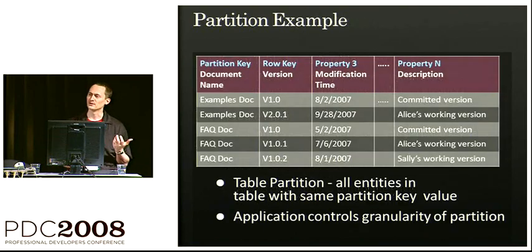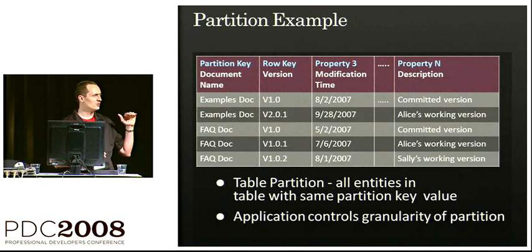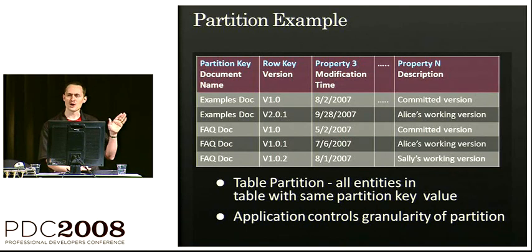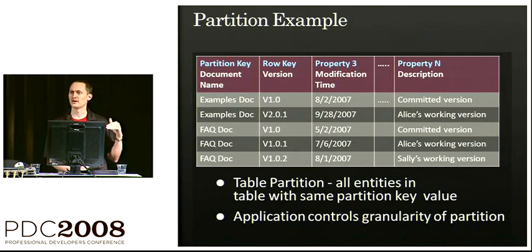So let's go through an example. Here we have a table, which is a document versioning table, and each row represents a version of a document. The properties we have here from left to right are the document name, version, modification time of the document, and a description. Each of these properties you can think of as columns, and each version of a document is an entity.